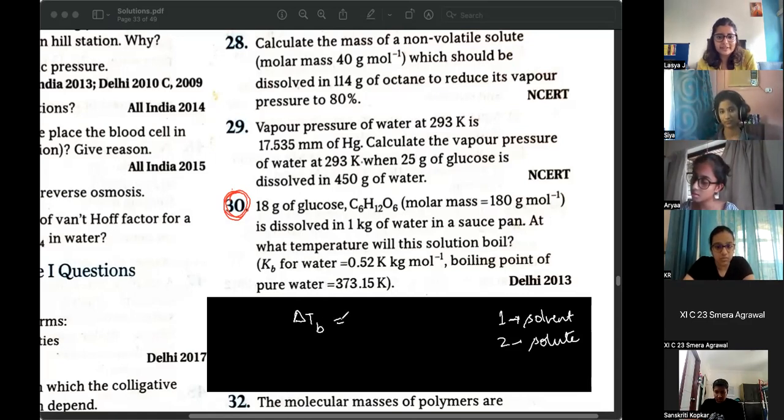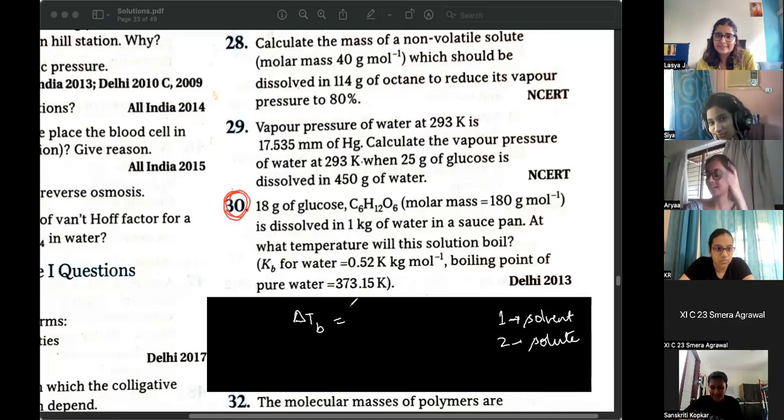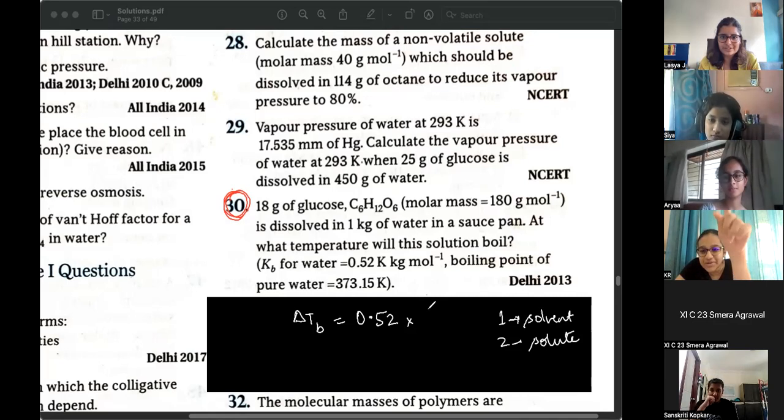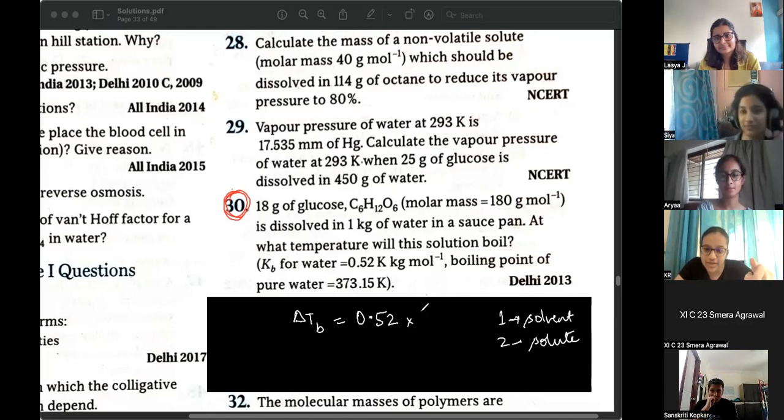Sanskriti, did you figure out delta TB? I'm so confused. Don't we have to multiply by 1,000? We don't have to. 1 kg hai na? That's why I say stick to basics so that this confusion will not be there. It is Kb into the molality, which is a number. In the denominator, there is W1, right? So W1, if it's given in grams, then you need to put 1000 in the numerator. Agar kg mein diya to phir nahi use karna. Abhi idhar 1 kg diya, so you don't use 1000.